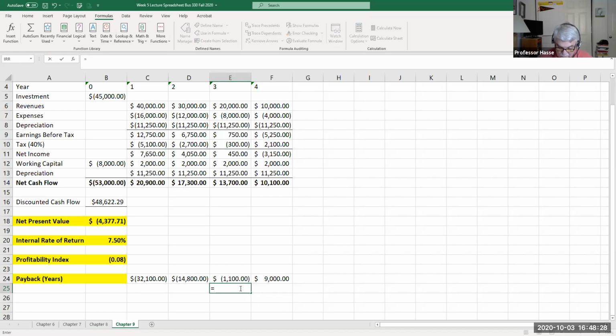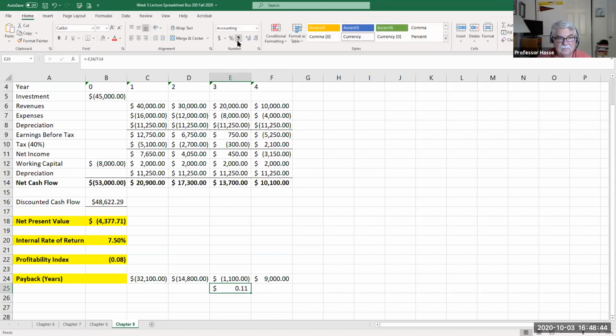and then all we do is take what percentage 1,100 is: equals minus 1,100, because I'm converting that to a positive, divided by the amount of cash flow in year 4, and that in a percent, or let's make it a decimal, is 0.11.